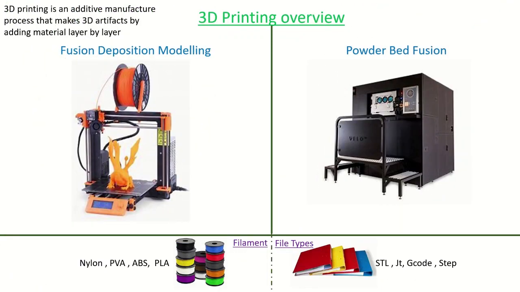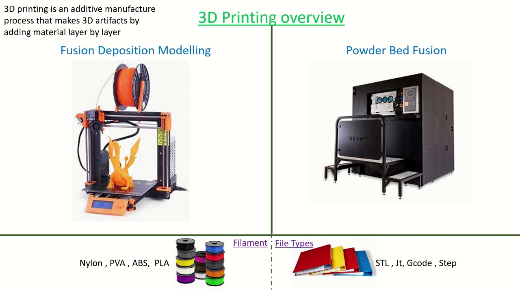Let's take a quick overview of 3D printing. 3D printing is an additive manufacturing process that makes 3D artifacts by adding material layer by layer. There are two types of 3D printers. These are fusion deposition modeling and powder bed fusion. For the purpose of this video, we will be focusing on fusion deposition modeling.